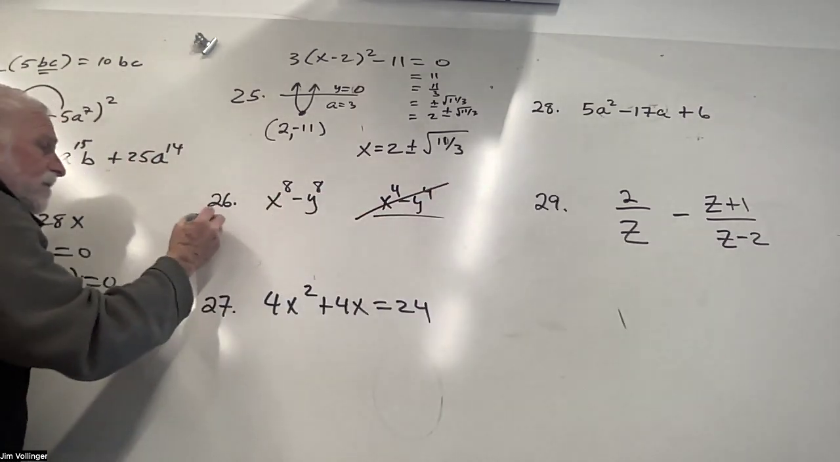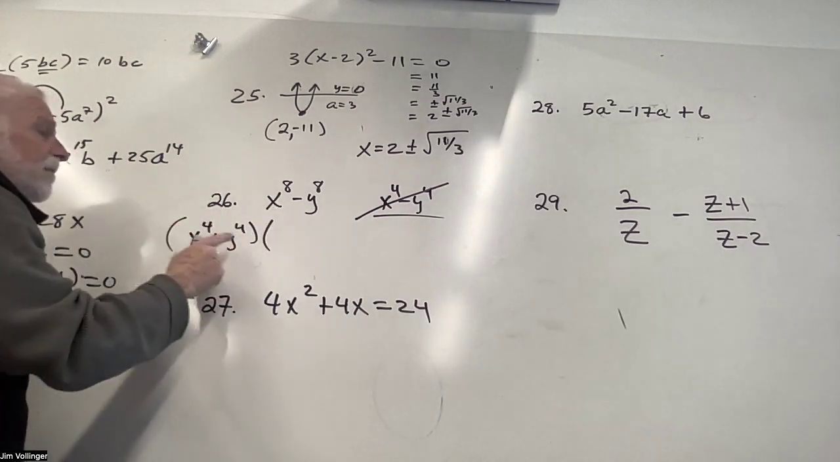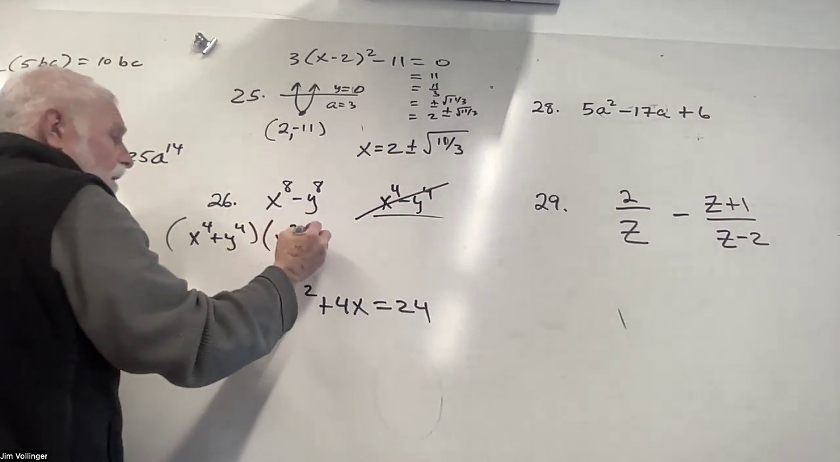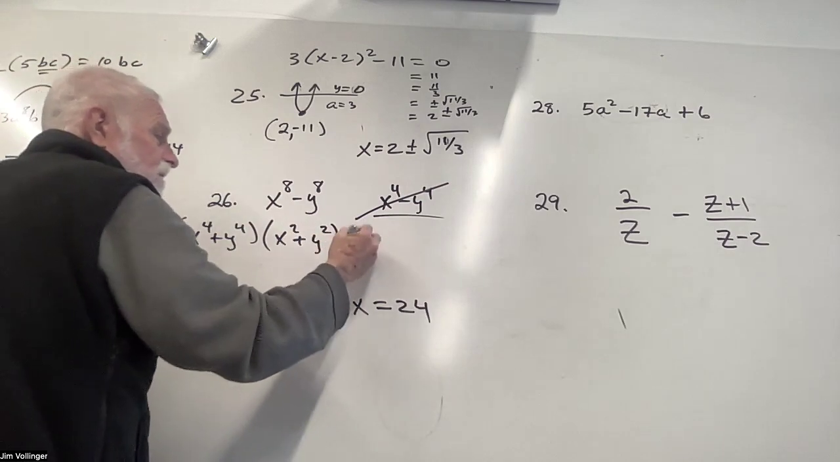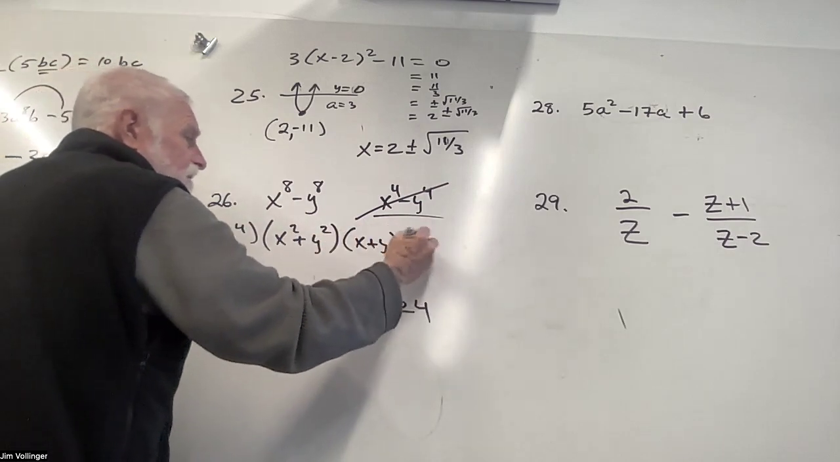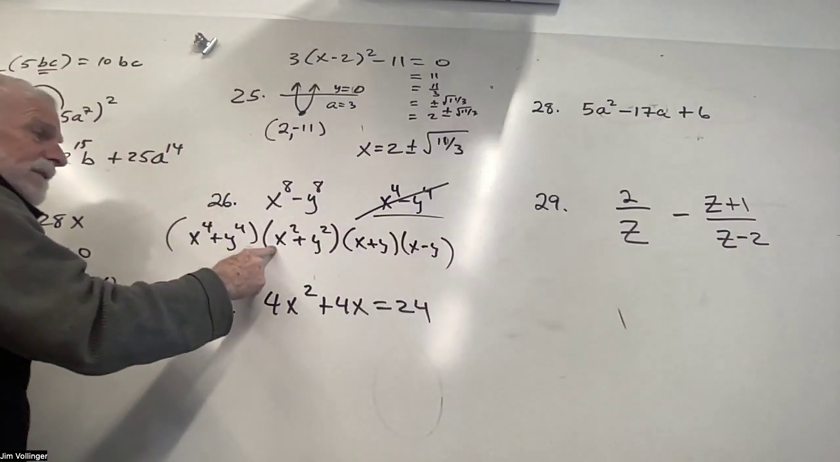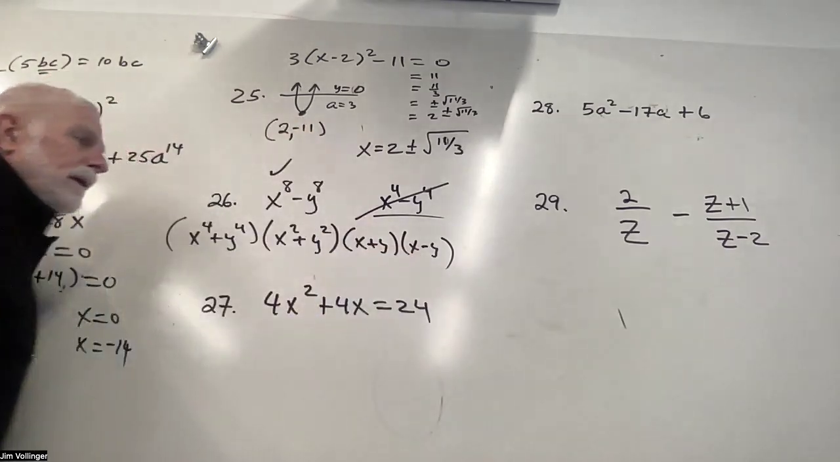And did you say x to the 4 plus y to the 4 times x to the 4 minus y to the 4, which is x squared plus y squared, times x squared minus y squared, which is x plus y times x minus y? Now, x to the 4th times x squared is x to the 6th, times x is x to the 7, times x is, oh my word, x to the 8.